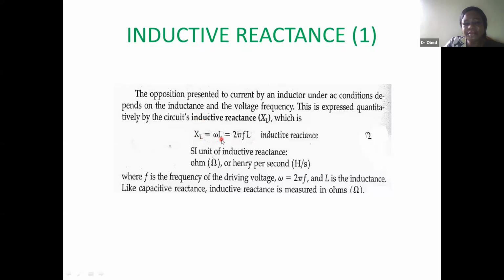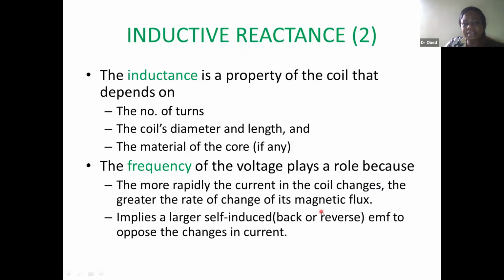If the inductance is known and the frequency is known, you can easily calculate the inductive reactance. But if you are asked to find the frequency and you are given the inductive reactance and the inductance, then you can make F the subject of the formula and evaluate the frequency. So take note of that.